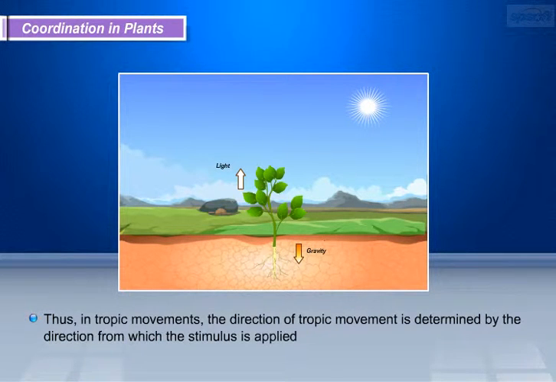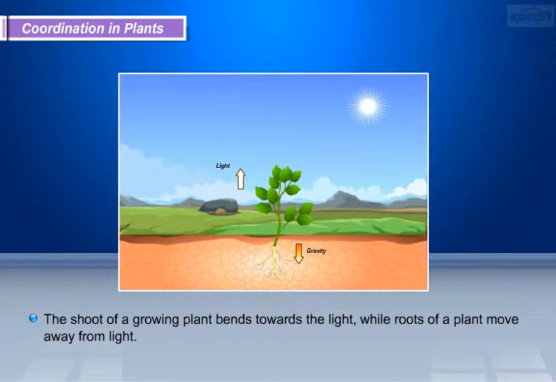Thus, in tropic movements, the direction of tropic movement is determined by the direction from which the stimulus is applied. Example for tropic movement: the shoot of a growing plant bends towards the light, while roots of a plant move away from the light. Here, the plant's growth direction is towards the light or away from the light, which means this plant movement depends on the direction of the stimulus, light. So, this is an example for tropic movement in plants.